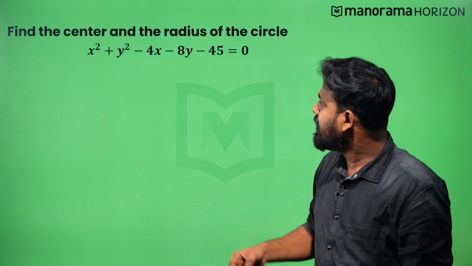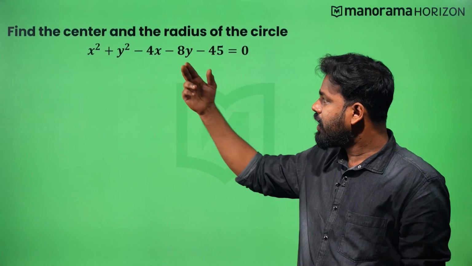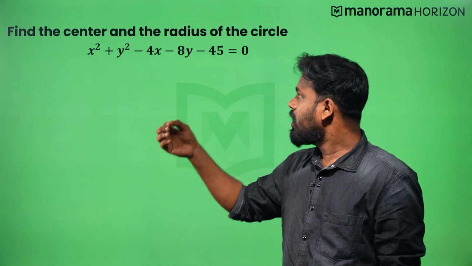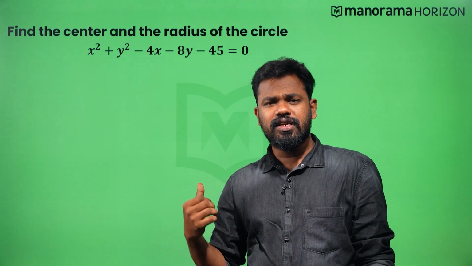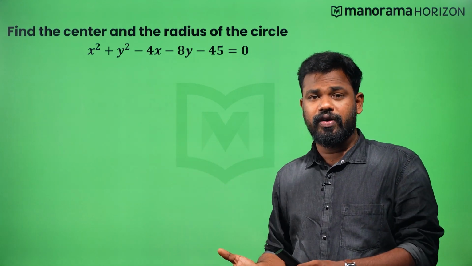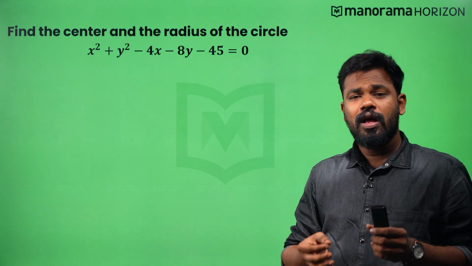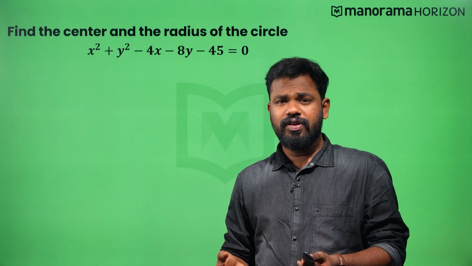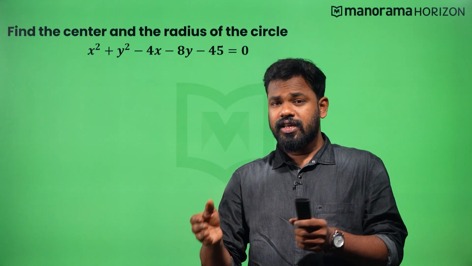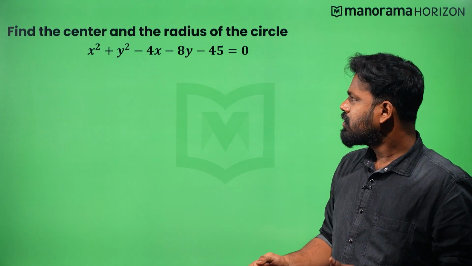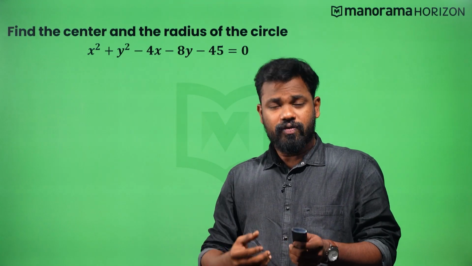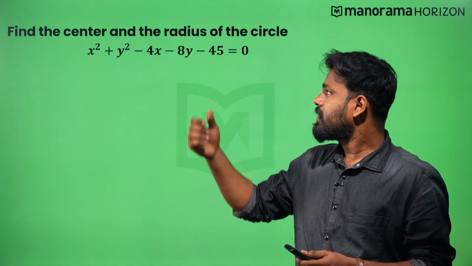Now, find the center and the radius of the circle from the equation x square plus y square minus 4x minus 8y minus 45 is equal to 0. So here is a question where the equation is already given, and from the equation you need to find out the center and the radius. In the previous question, the center and the radius were given and you were asked to find out the equation. Here it is a little different. So how will you find the center and the radius from the equation?